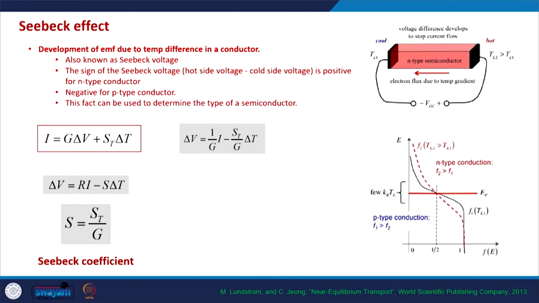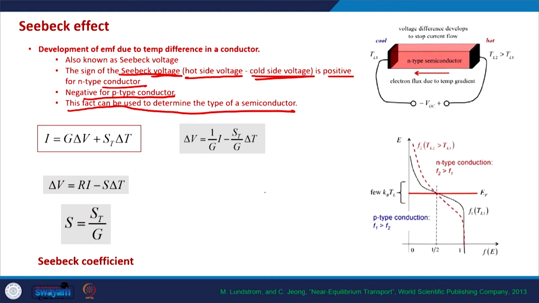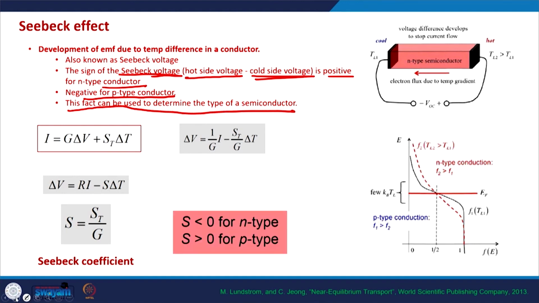As we expect, the sign of the Seebeck voltage, which is the voltage on the hot side minus the voltage on the cold side, is positive for an n-type conductor, and negative for a p-type semiconductor. This can also be used to determine the type of semiconductor that we are using. We have also discussed this here.